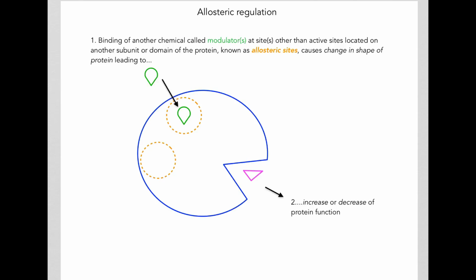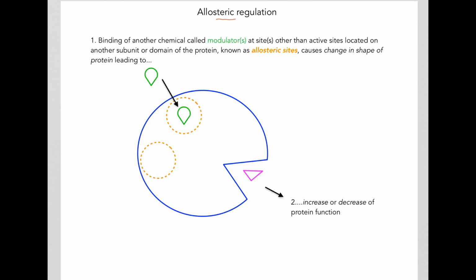Now, in allosteric regulation, so in allosteric proteins, not only do we have the active site where the ligand binds, but we also have another site that is called the allosteric site. This could be one or more sites. So remember, these proteins could have one or more active sites and one or more allosteric sites.